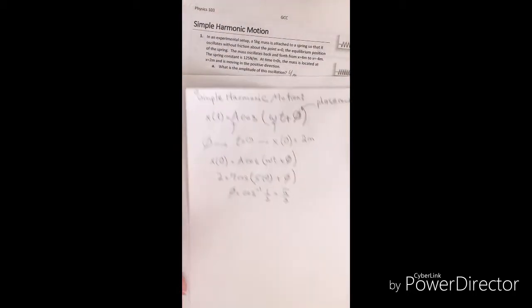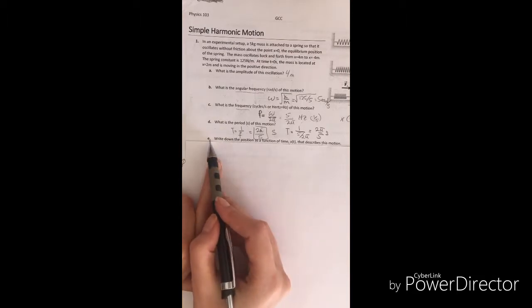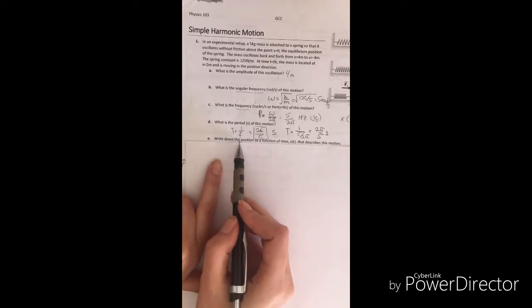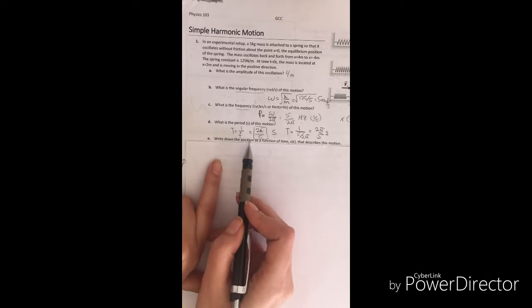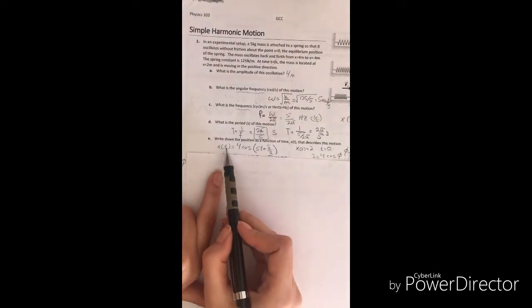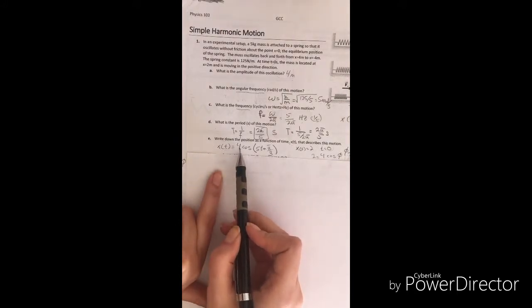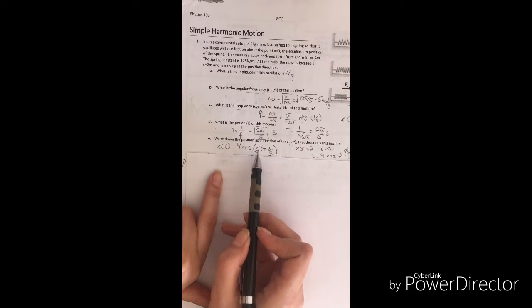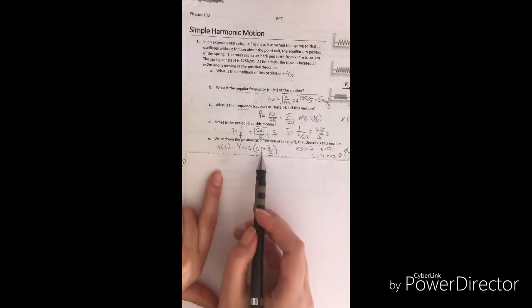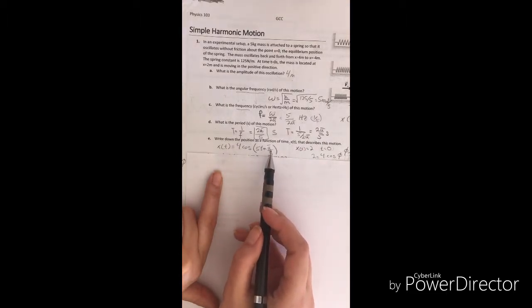Now we can write the equation for part E. We said, write down the position as a function of time, x of t, which describes the motion. Now we can find that. So we have x of t equals the amplitude, which is 4, cosine of omega, which is 5, t, and then plus pi over 3, which is the phase constant we found.